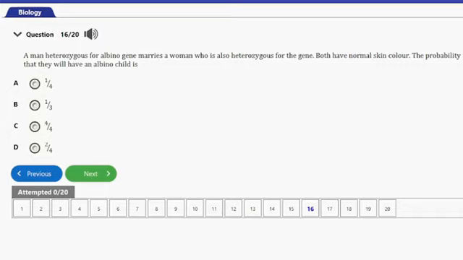So remember that the phenotypic ratio is going to be 3:1, where the dominant gene takes 3 and then the recessive gene takes 1. So now we are considering the recessive, and that's the albino or the albinism. So in this case, that will be 1 out of the 4. So that's it for that question, 1/4, and option A is the answer.